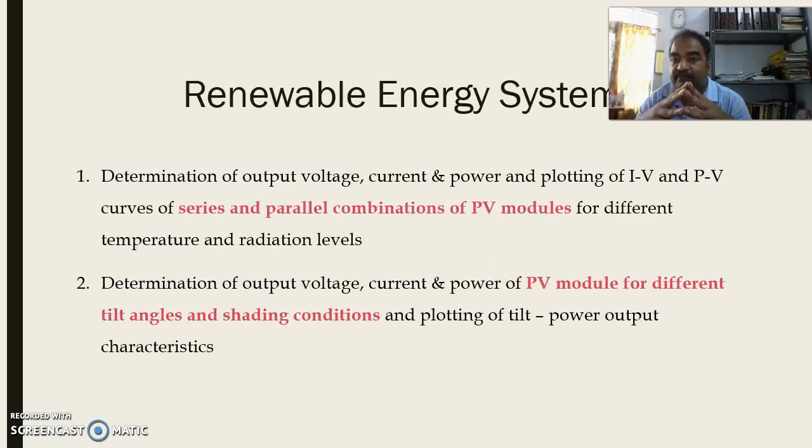And apart from that, this time we are introducing RES experiments for you, because in the earlier curriculum we used to have RES laboratory, but we have removed it this time because of shortage of credits. But we thought of introducing these things in the power systems laboratory. So we do have two PV arrays in the RES laboratory. Rakesh Chandra sir has given consent to do experiments on these things.